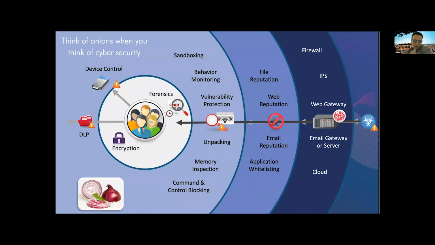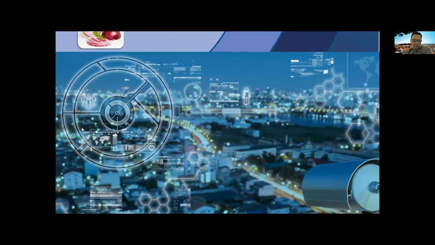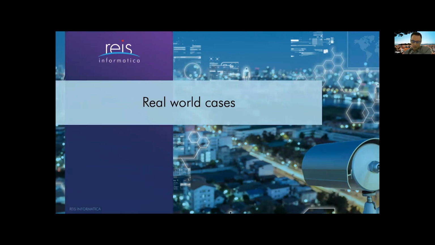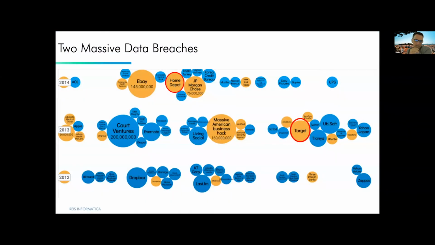So you can see how you use multiple layers to try to protect yourself. And this is the same for any company, small or large. I also wanted to give you some real world cases: two massive data breaches that have happened in the past. I had tons and tons of them to choose from, but I wanted to give you an example of two of them.